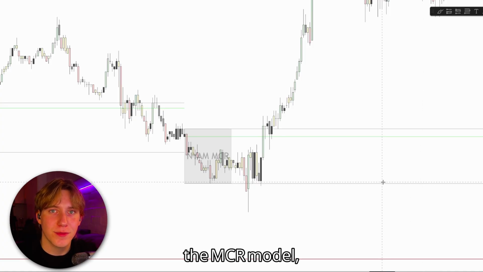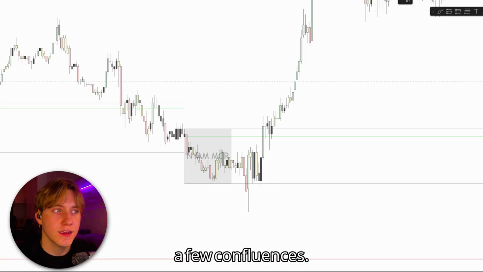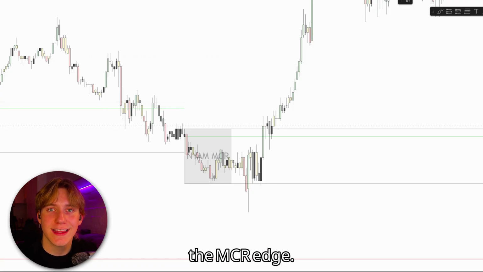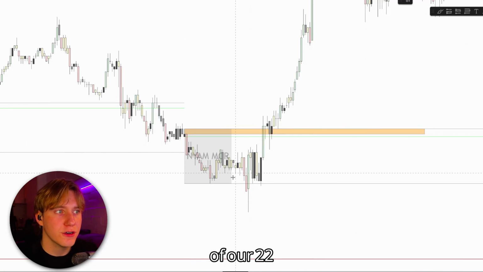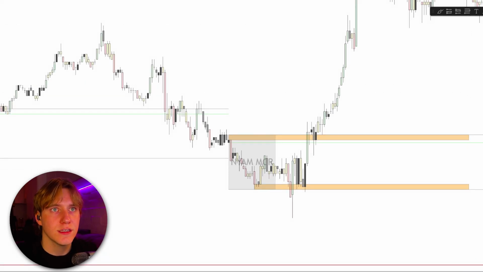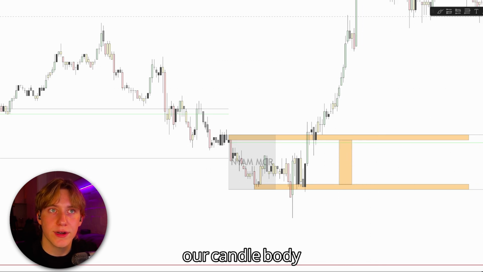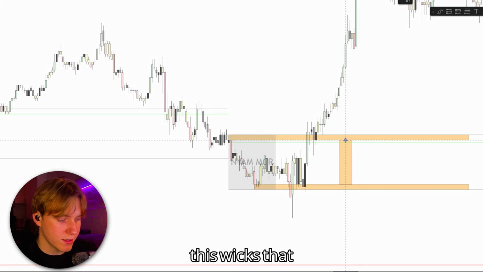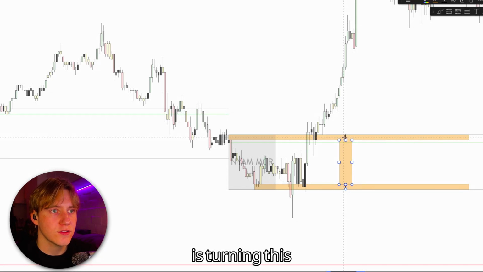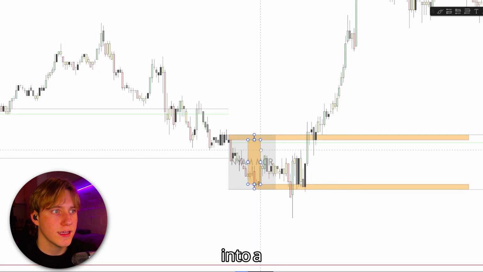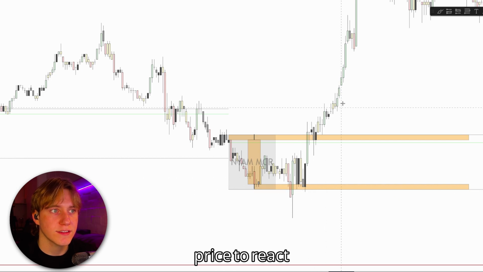Before we can start trading the MCR model, I need us to understand a few confluences. The first confluence that we can use in our trading is going to be called the MCR Edge. This is going to be the wick that is left behind at the top and the bottom of our 22-minute MCR range. So a very simple way that I want us to look at this is imagine that this 22 minutes was our candle body. And then these wicks that we're drawing out on the 1 minute for our MCR edge are becoming the wick of this candle of this 22-minute range. So all we're doing right now is turning this 22-minute range into a single candle that we can use support and resistance from its wicks to get price to react off of it.